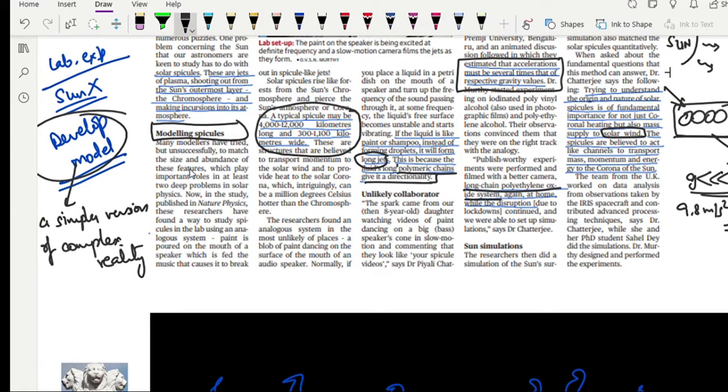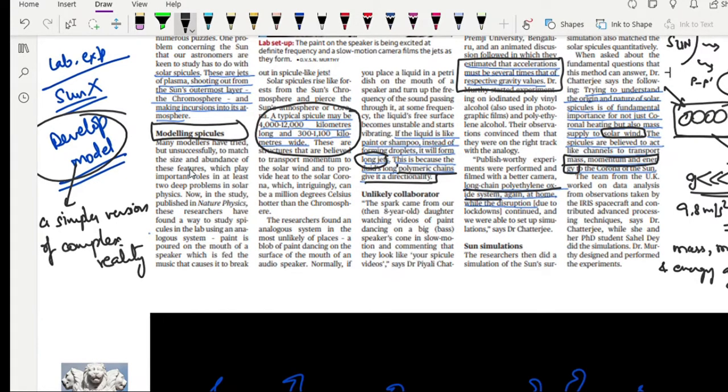This helped Mangalyaan reach Mars on time. Okay, the spicules are believed to act like channels to transport mass, momentum and energy. You understand how they can act like this? Because look, mass, momentum and energy are conserved. So if one thing is coming out, it will have its own mass and it will make mass less. It will have its own momentum, it will make momentum less, and it will have its own energy, it will make energy less.